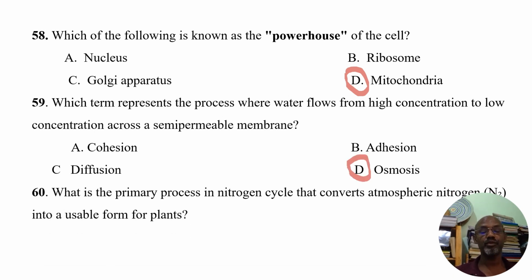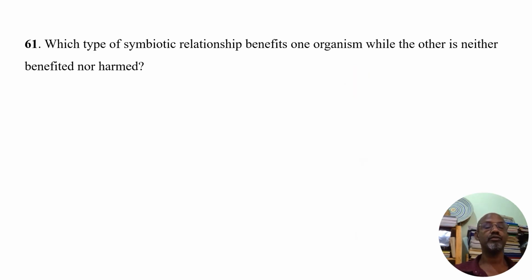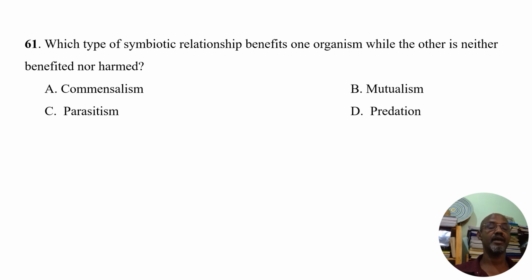What is the primary process in the nitrogen cycle that converts atmospheric nitrogen into a usable form? Nitrogen fixation. The answer is this one. 61. Which type of symbiotic relationship benefits one organism while the other is neither benefited nor harmed? That is commensalism. That is A.